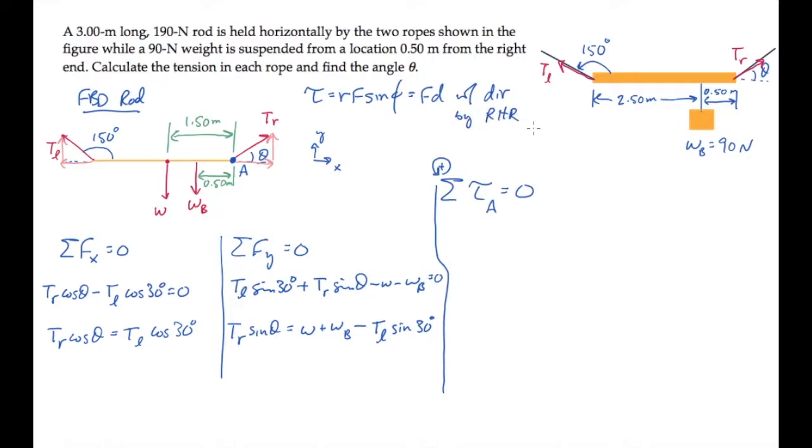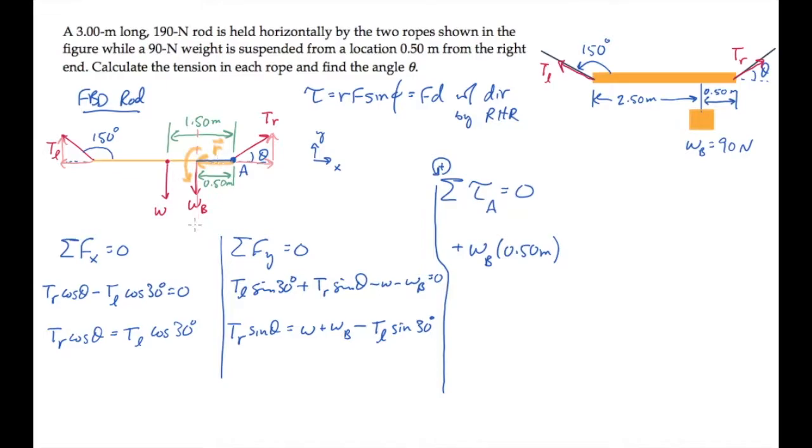Let's first calculate the torque due to the weight of the box, WB. Its R vector is shown here. Curling the right-hand fingers toward the force gives us a torque out of the screen. That's in the positive direction, with a force of WB and a moment arm of half a meter. That's the shortest distance between this line of action and the pivot, shown as the horizontal blue line.